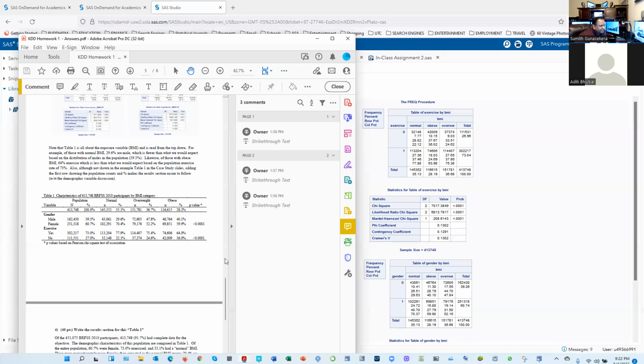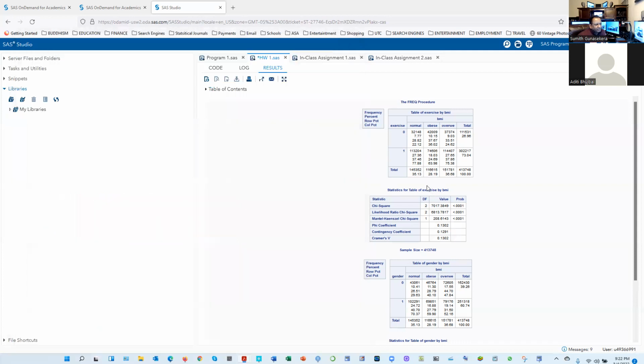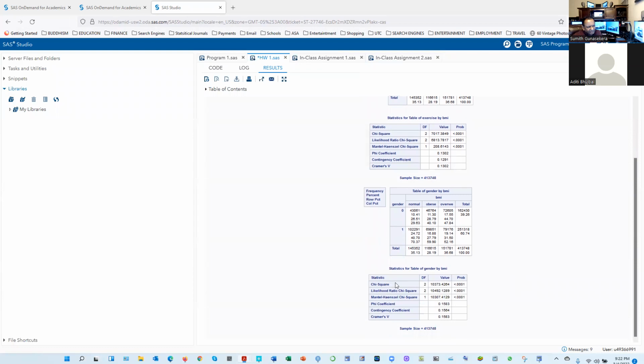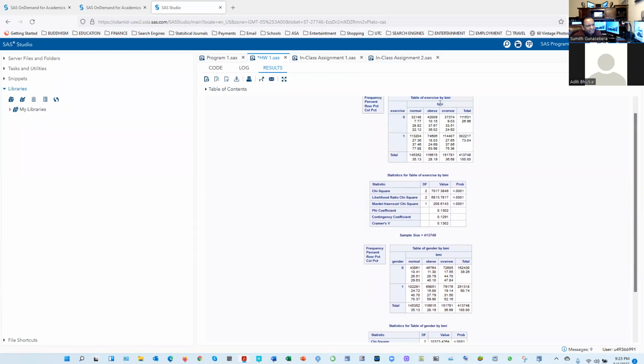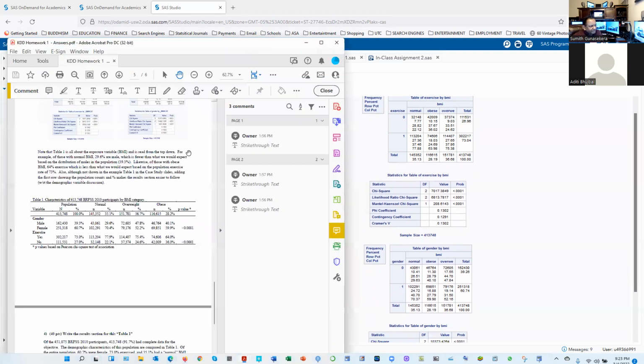BMI versus exercise, this is the p-value. How did you get that one? When you run the p-values, do you see the p-values here? So the other p-value, gender by BMI. That's how you get the p-value. From those tables you're going to utilize it when you talk about BMI versus gender. This is the chi-square test. You can get this done by hand, and you can get the probability both by hand or through this one. This is the p-value.